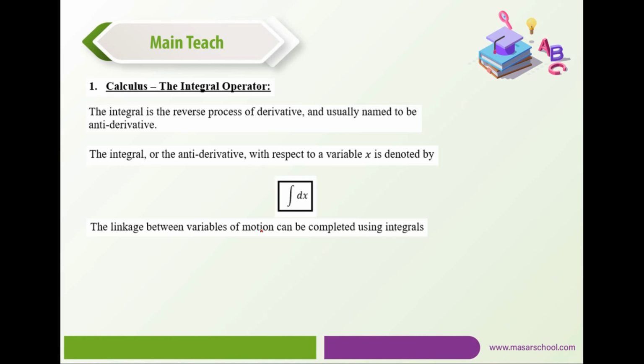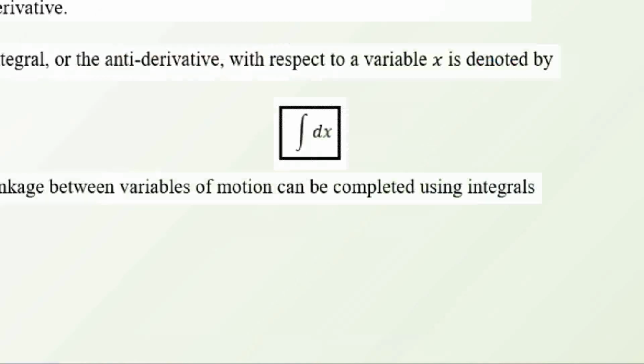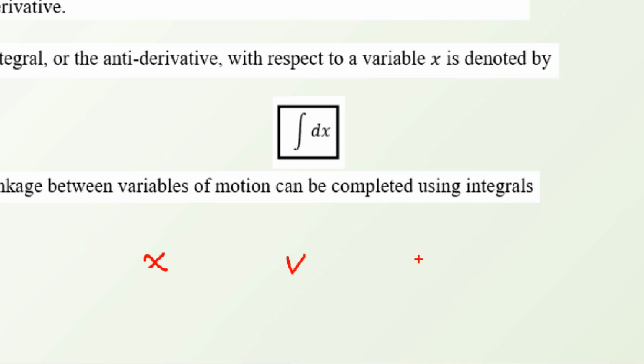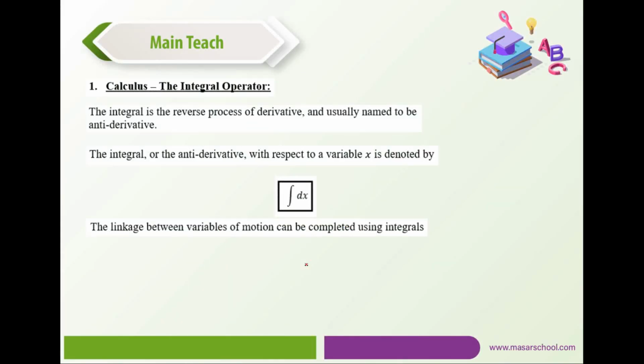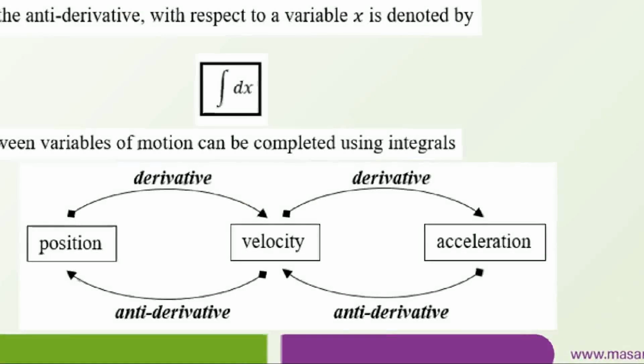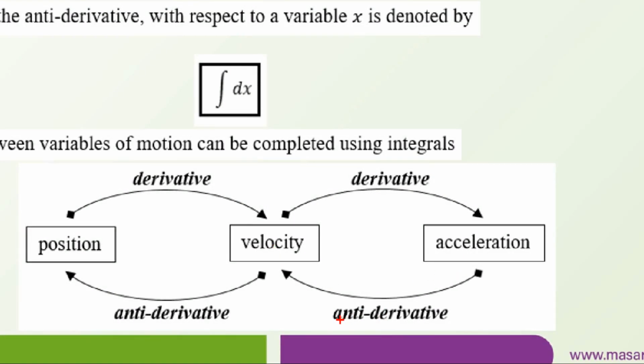Remember that previously we have introduced a linkage between variables of motion via the derivative. So we've said that we have the position, the velocity, the acceleration. We can go from the position to the velocity via a derivative. We can go from the velocity to the acceleration via a derivative. Now we can complete this linkage. So going from acceleration to velocity would require an antiderivative, which is the opposite of this, and this is known as an integral. And going from velocity to position can be given by an antiderivative, which is an integral.